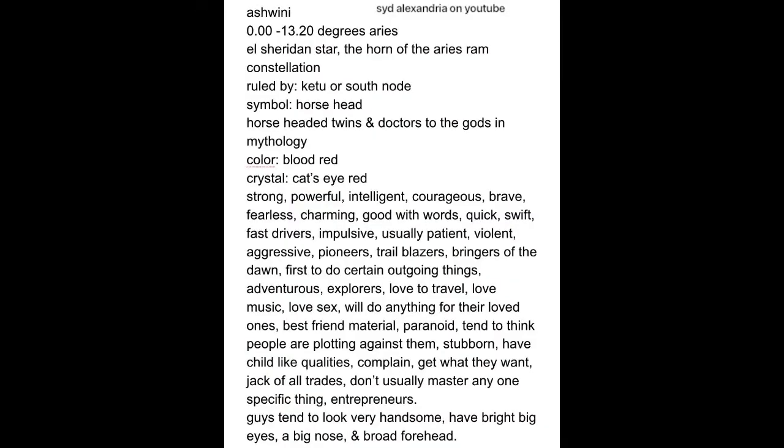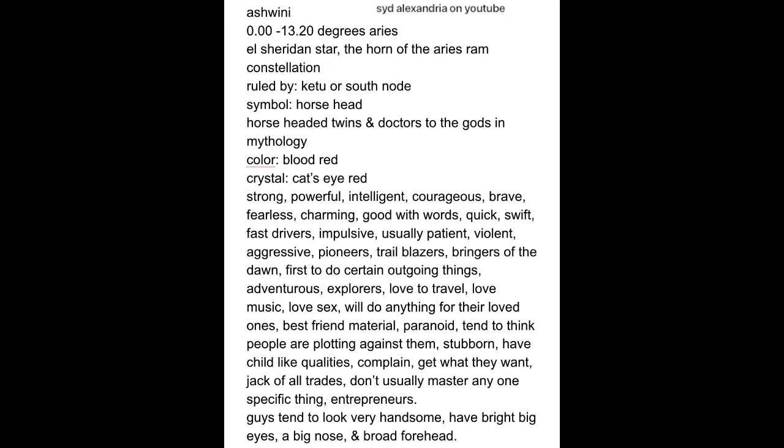Without further ado, let's get into it. Ashwini is from 0 degrees till 13 degrees 20 minutes, all in the sign of Aries. Its star is El Shirdan in the horn of the ram in the Aries constellation. Its symbol is a horse's head.